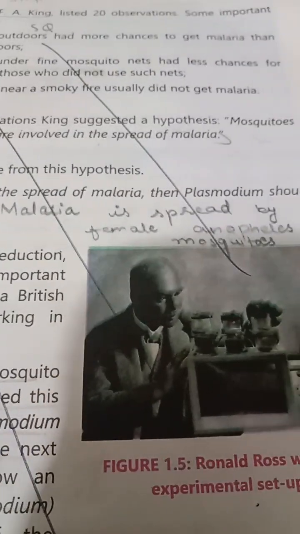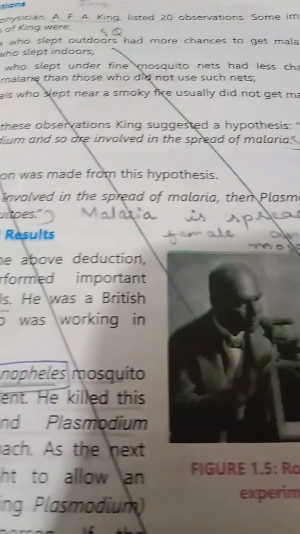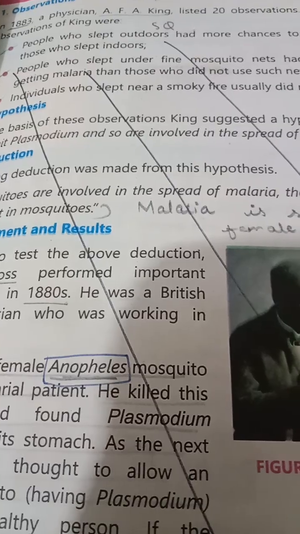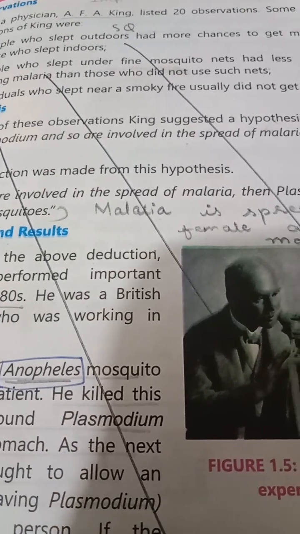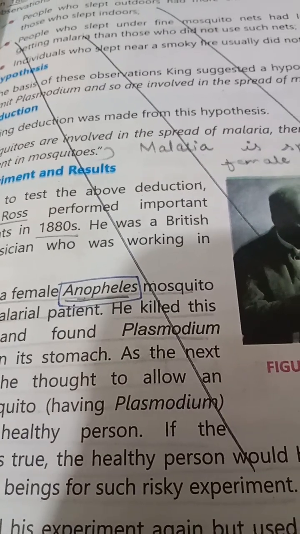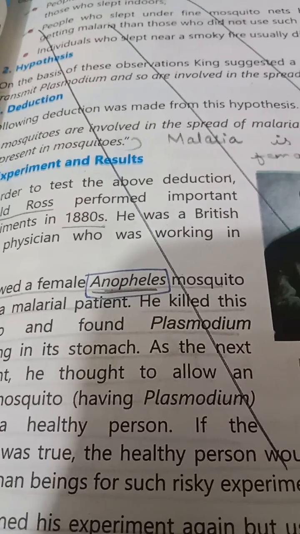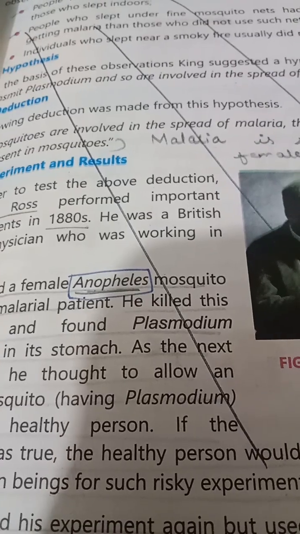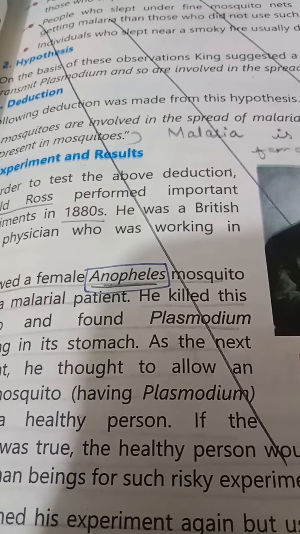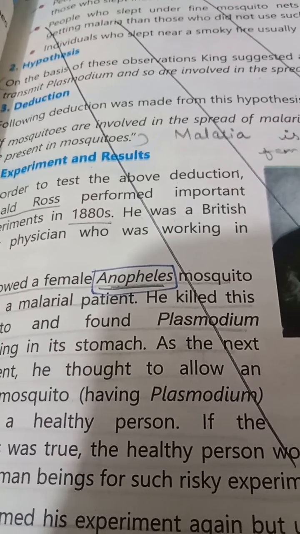Hypothesis. On the basis of these observations, King suggested the hypothesis that mosquitoes transmit Plasmodium and so are involved in the spread of malaria. Deduction. The following deduction was made from this hypothesis: if mosquitoes are involved in the spread of malaria, then Plasmodium should be present in mosquitoes.